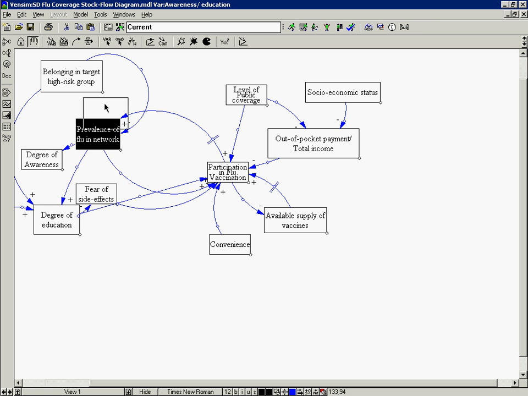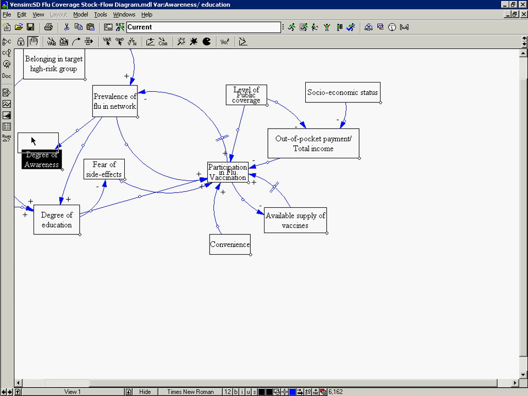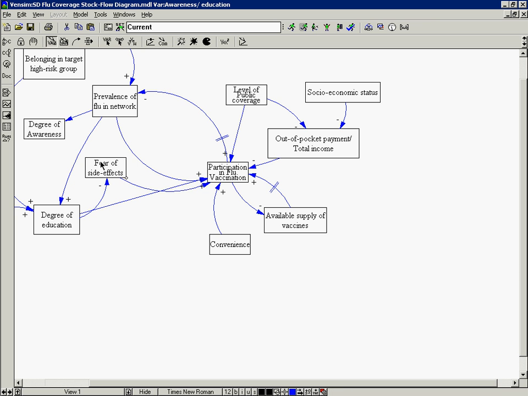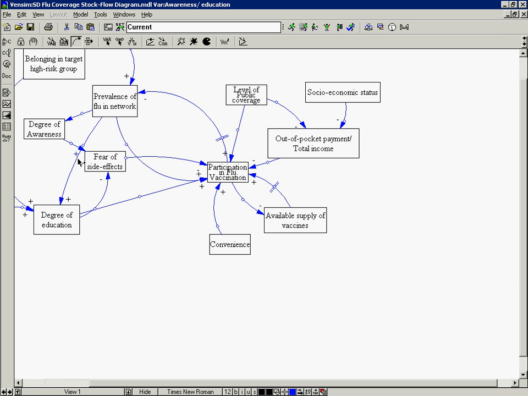That bought us a little bit of space. So now we have degree of awareness. Since we don't have a mediation relationship, we might have something like this. Fear of side effects, a degree of awareness would feed fear of side effects, and then that does indeed lead to the lowering of that. So we could have something like this, but this would tend to counteract that education here. And education would tend to lead to participation in flu vaccination.